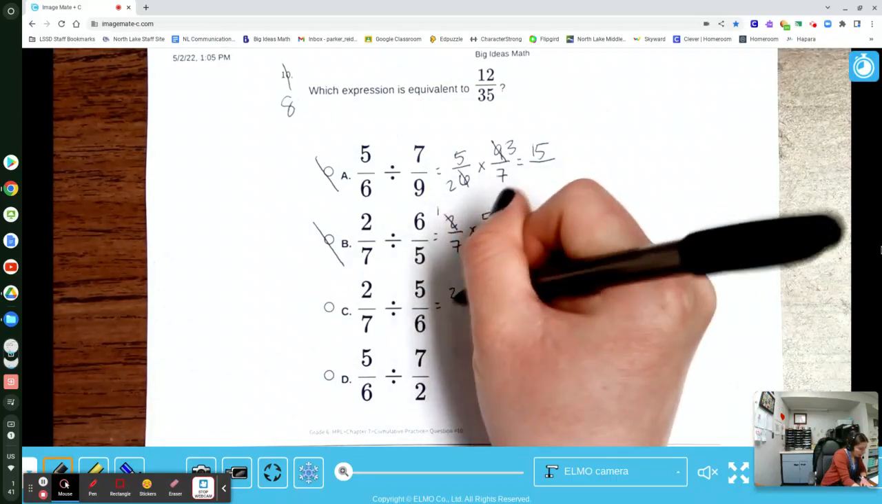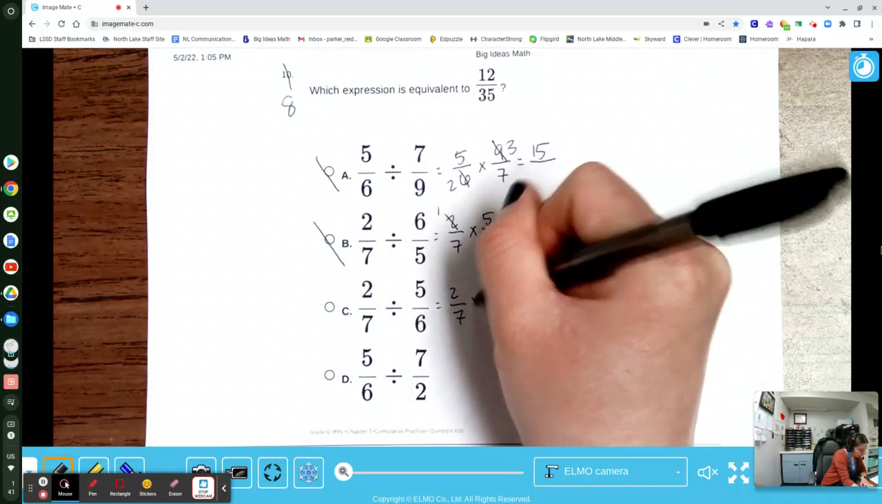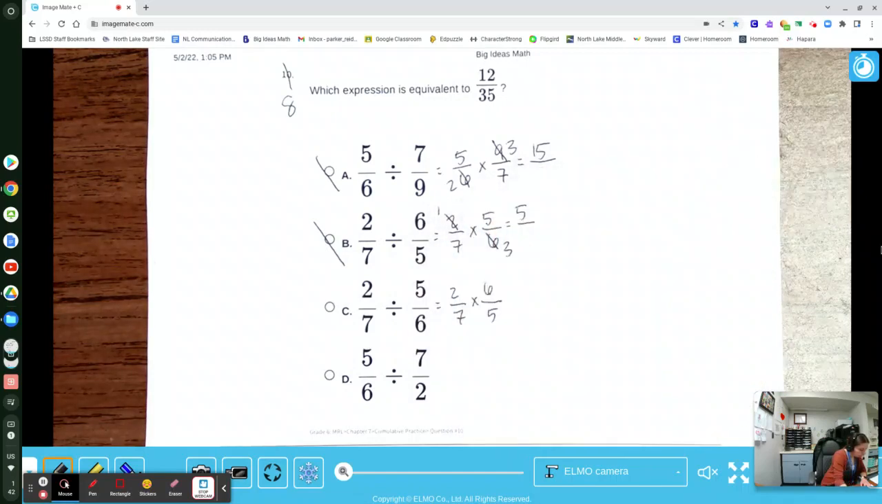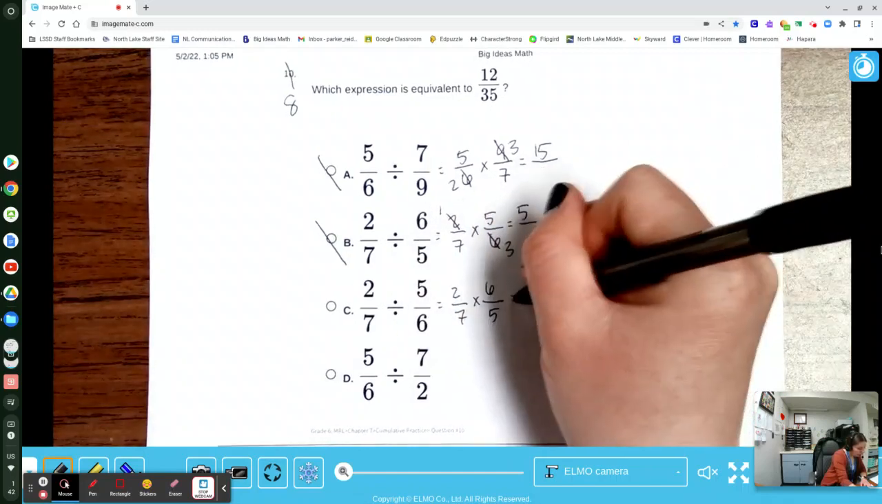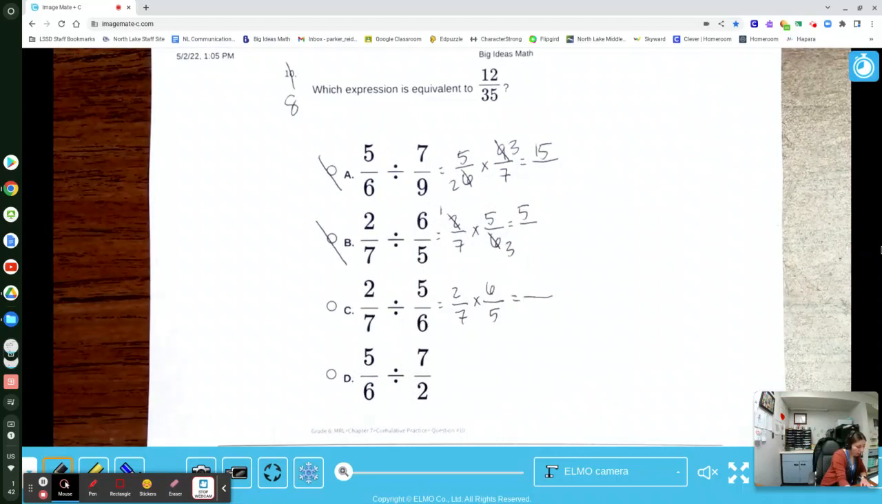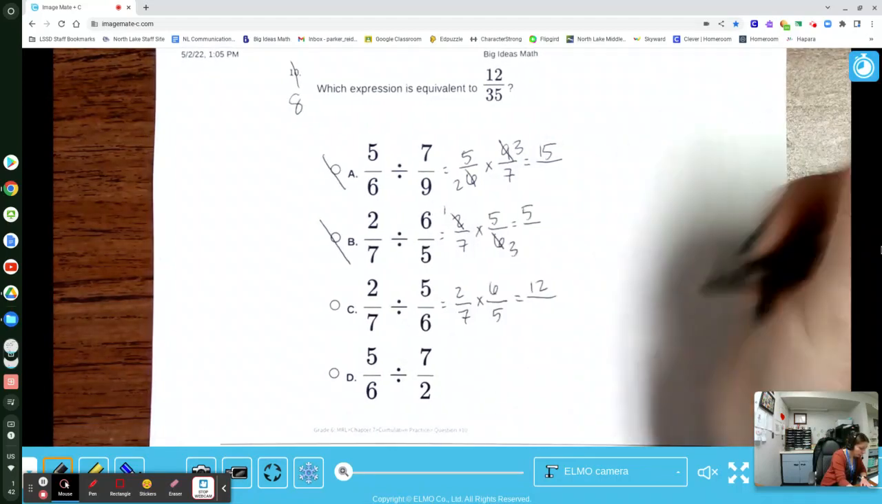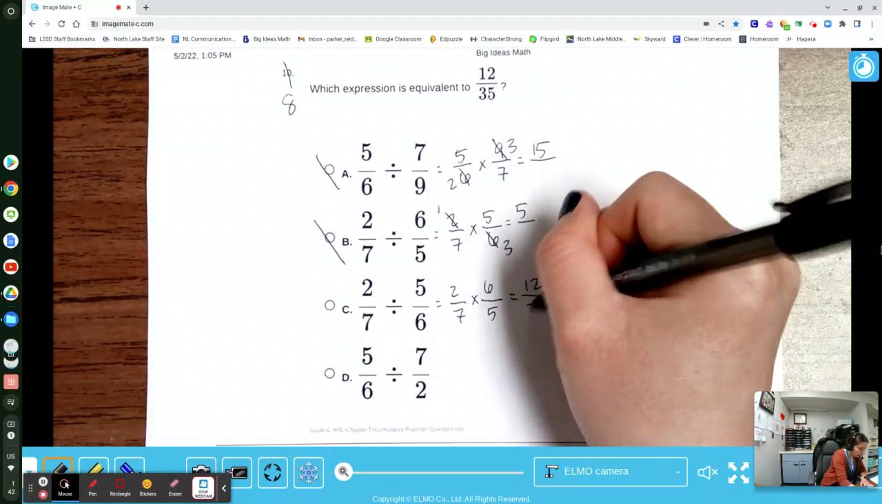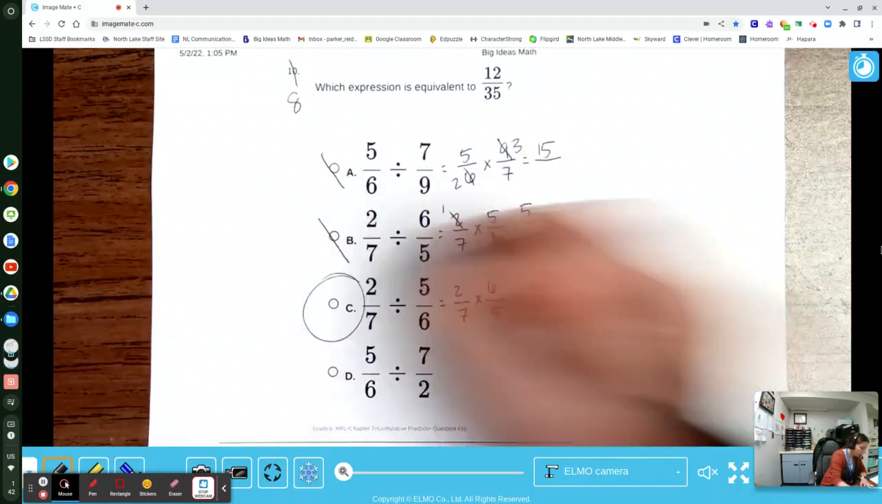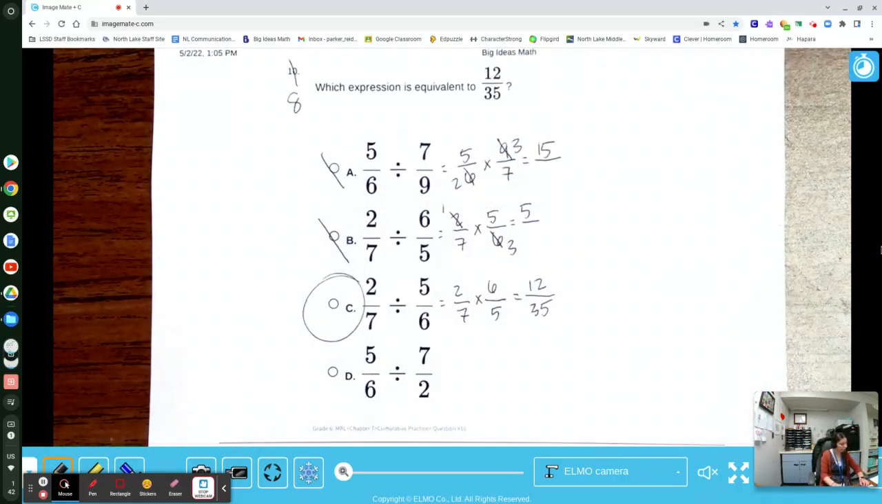Next, keep 2 sevenths, change to multiplication, flip the second fraction. With this one, there is no cross canceling, so I'm just going to multiply straight across. 2 times 6 is 12, promising so far, and 7 times 5 is 35. So look at that, it did work. Option C is the correct answer.